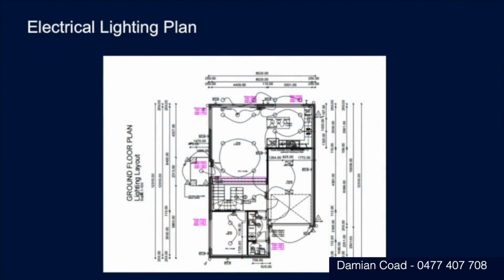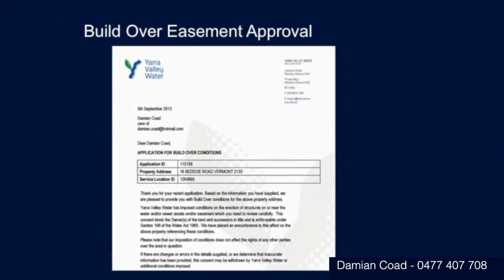The electrical plan details the location of lights, switches, power points, ceiling fans and switchboards. Larger plans will incorporate street lighting, garden lighting and the location of group services. The building surveyor will check to ensure the location of any easements and request written approvals from the relevant authorities. In this slide, we can see an approval letter from Yarra Valley Water.